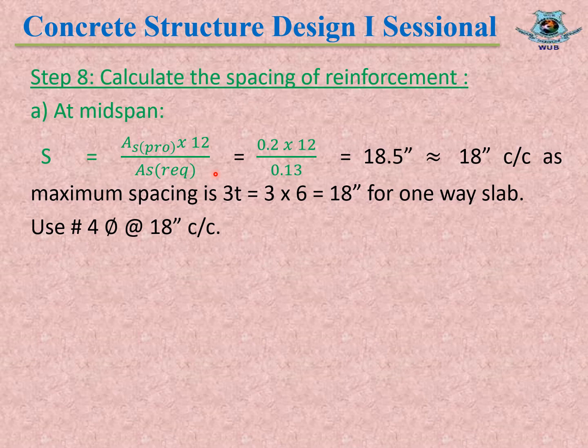So As provided equal to 0.20 inch square, and As required is the calculated steel area, 0.13 inch square. Substituting all values, we get spacing as 18 inch center to center. Because maximum spacing is 3 into slab thickness equal to 3 into 6 equal to 18 inch for one-way slab. Use number 4 bar at the rate of 18 inch center to center.